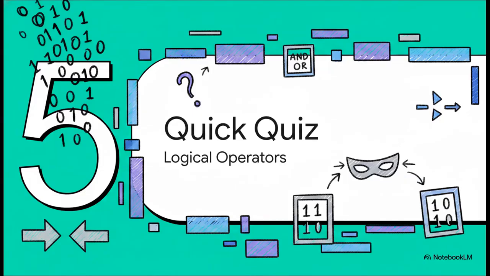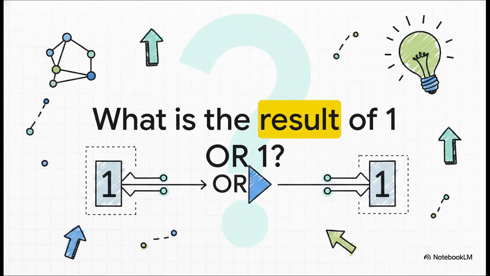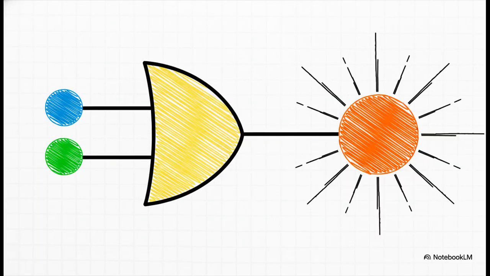Section 5. Time for a quick quiz on logical operators. All right, let's test your understanding with a rapid-fire quiz to really lock this in. Here's your first challenge. What is the logical result of 1 OR 1? Think back to the rule for the OR operator we covered just a minute ago. And the answer is 1. With an OR operation, only one of the inputs needs to be a 1 for the output to be a 1. Since both are 1s here, the condition is more than met. This is exactly why OR is so perfect for setting bits to 1.